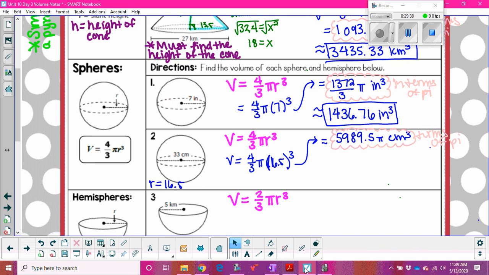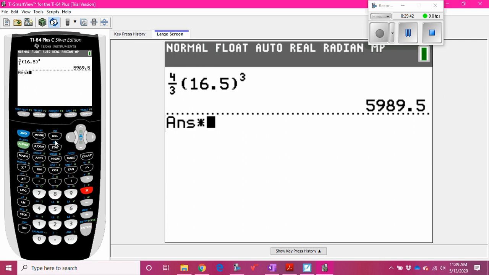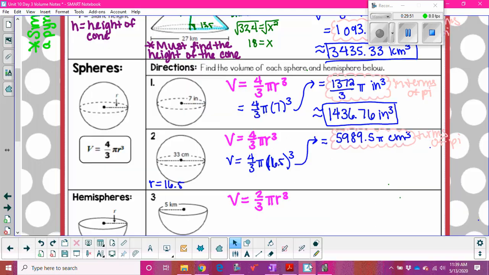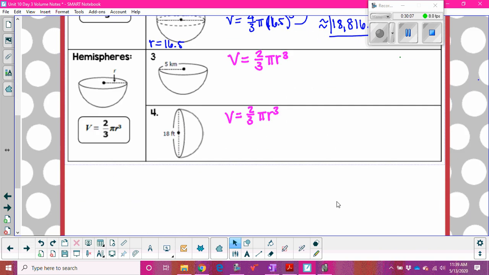So let's go ahead and put that in our calculator. All you have to do is just say times pi. So it's 18,816.57. Okay, so that's what we're going to write now. So this is an estimation, and we get 18,816.57 cubic inches. Okay, so let's talk about hemispheres.